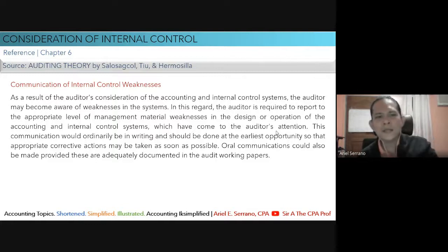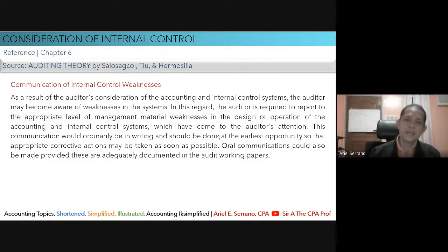This communication would ordinarily be in writing and should be done at the earliest opportunity so that appropriate corrective actions may be taken as soon as possible. At the earliest possible time, oral communication could also be made, provided that these are adequately documented in the audit working paper. So it has to be properly documented so that we have support.